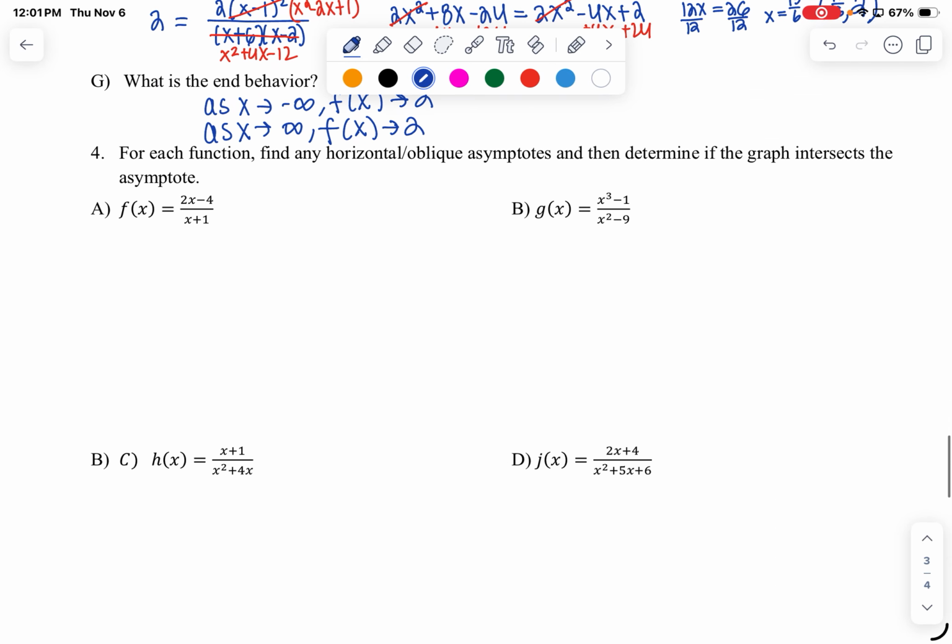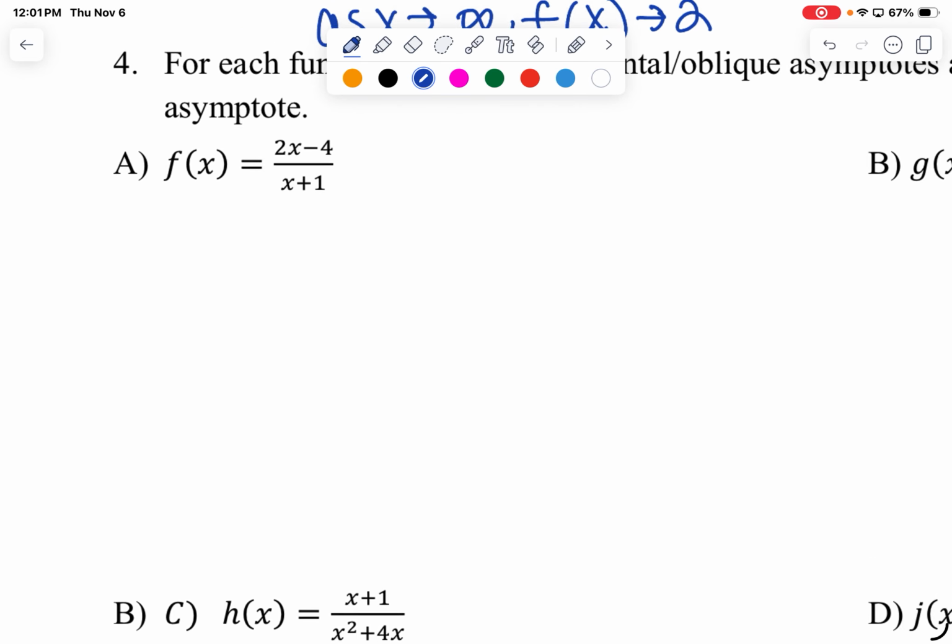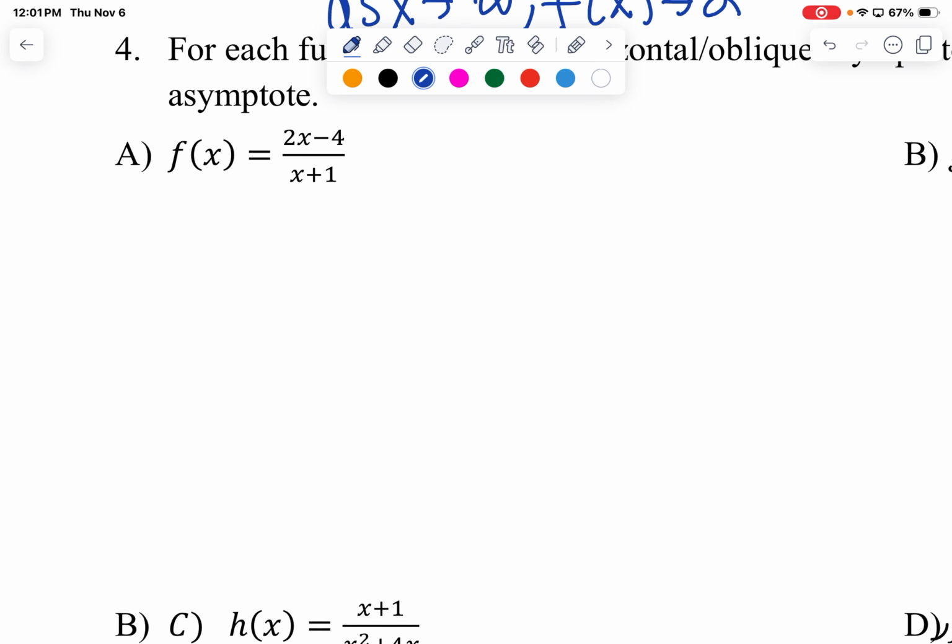All right, last but certainly not least, we have these 4, which is much less work. It says, for each function, find any horizontal or oblique asymptote and then determine if the graph crosses the asymptote. So this is just to solidify that skill. First off, if you look, you compare the degrees. They are the same, so it's a ratio of the leading coefficients. So this has a horizontal asymptote at y equals 2. Now I want to know if it crosses the asymptote at y equals 2.